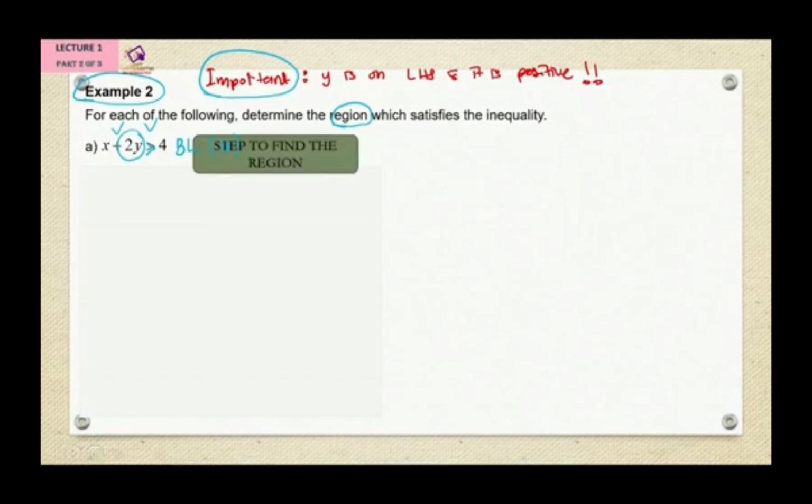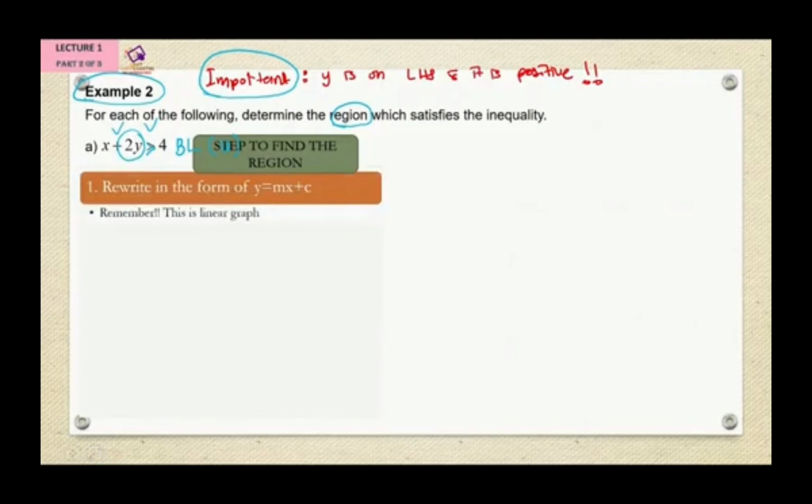Next, we need to know the steps to find the region. For the first step, you need to rewrite the equation in the form of y equals mx plus c. Remember, this is a linear graph. So number 1, we rewrite the equation in the form of y equals mx plus c: x plus 2y equals 4.